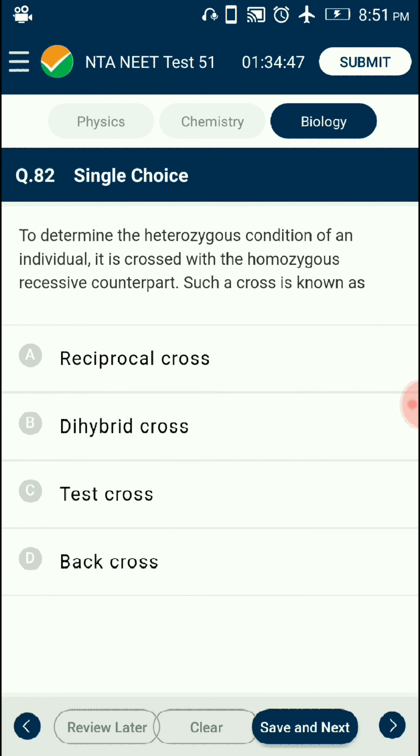Question number 82. To determine the heterozygous condition of an individual, it is crossed with the homozygous recessive counterpart. Such a cross is known as. A test cross is a process to examine and identify whether the organism is heterozygous or not. In it, the organism is crossed with the recessive homozygous, as it ensures the expression of the dominant character in heterozygous form for the F1 generation, enabling us to know the zygosity. So the answer is option C, test cross.